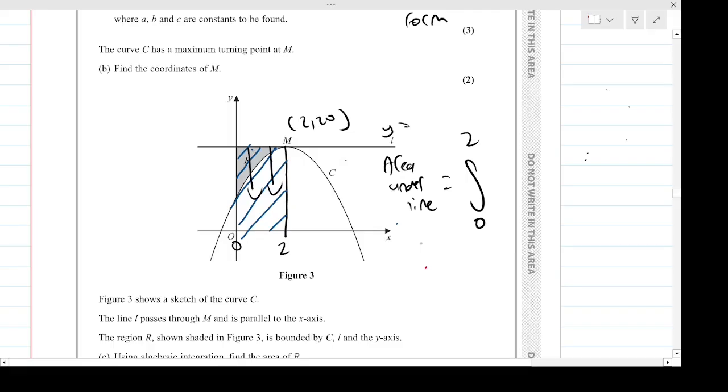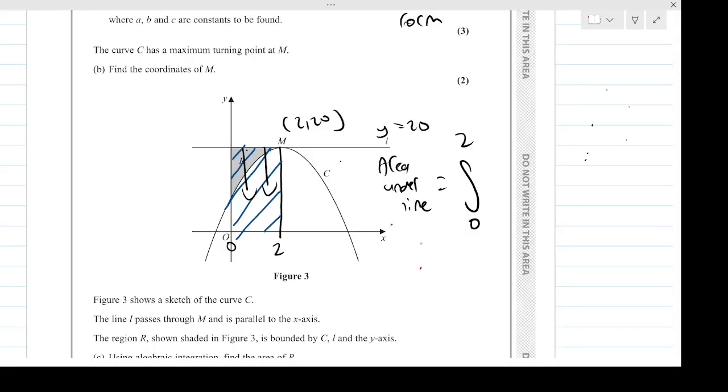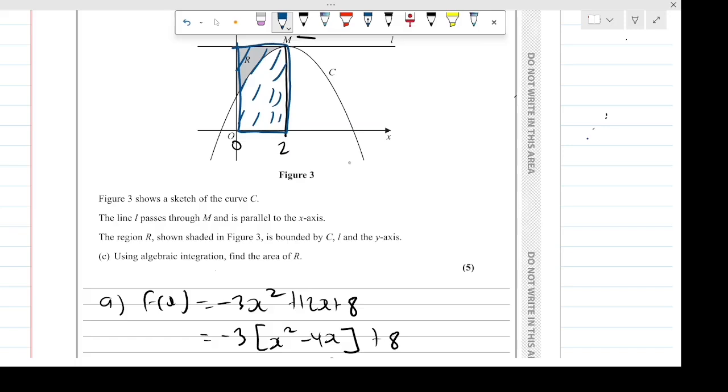So y, well, we know at this point M, y is 20. So that's the equation of the line. So y is 20. So what you could do here is just literally integrate 20. That's a constant, that will go to 20x. And then we integrate between 2 and 0. Those are my limits. That gives me the same area under this straight line here.